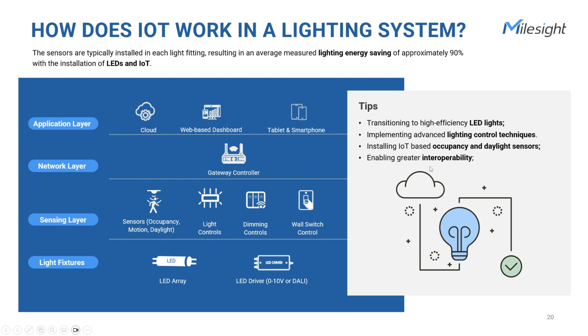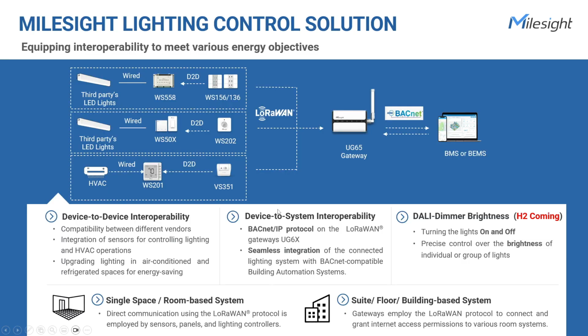Interoperability is not limited to the communication layer of a connected lighting system. Instead, it is a key pillar that holds the entire system together, equipping it to meet its various energy objectives. Wireless communication protocols like LoRa could be used to accomplish it. To broaden our understanding, let's dive deeper into the 3 topics. The first is device-to-device interoperability. It refers to the compatibility between individual components or devices that are not part of the same system.